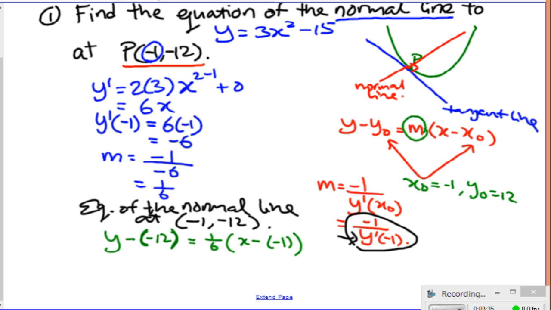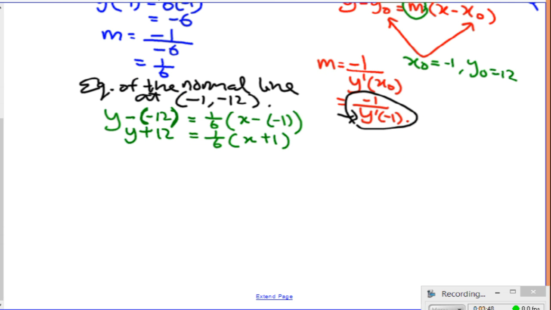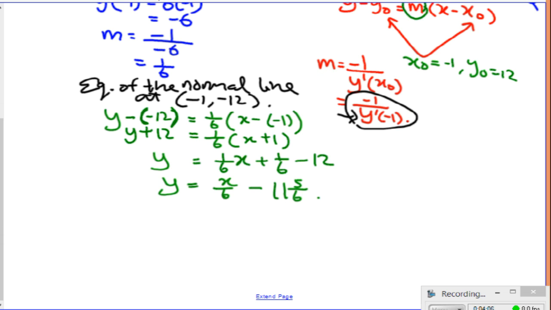So now I'm going to simplify that. Negative becomes positive here, and over here, again, negative becomes positive. y plus 12 equals 1/6 times x plus 1. That is y equals 1/6 x plus 1/6 minus 12. Or this is x/6, and then that is going to be minus 11 5/6.